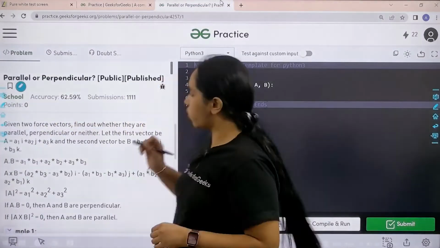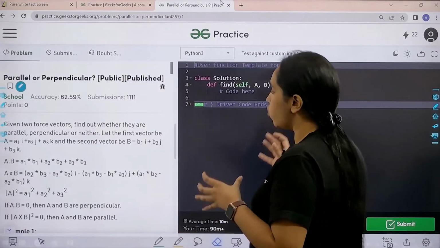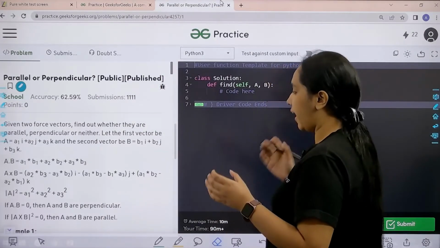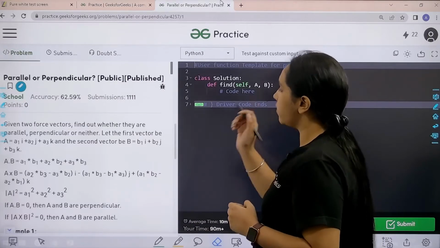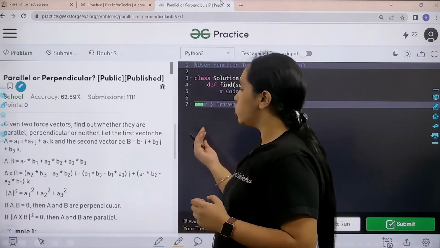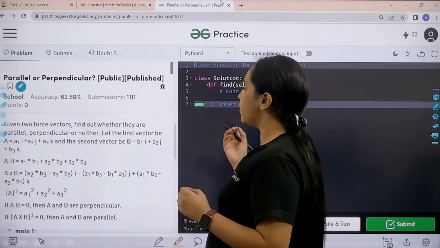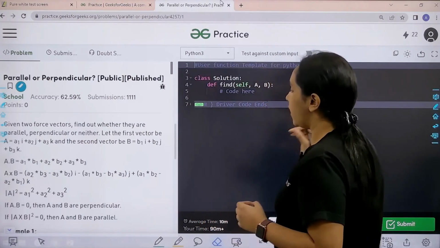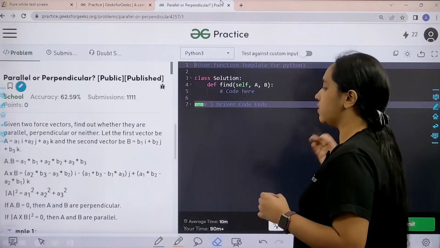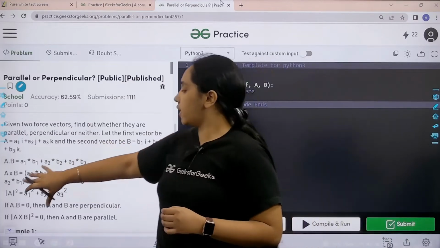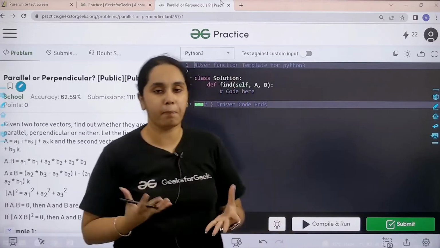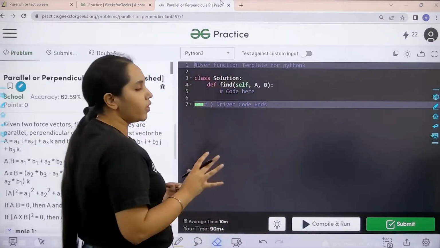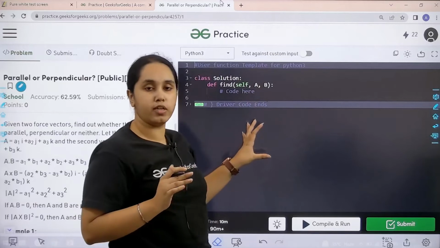Here is the question. Given two force vectors, find out whether they are parallel, perpendicular or neither. Let the first vector be a1 i plus a2 j plus a3 k, and the second vector be b equal to b1 i plus b2 j plus b3 k. We need to find the dot and the cross product, and then check if the vectors are perpendicular, parallel or neither. I hope the question is clear to you, and we will be coding it here.